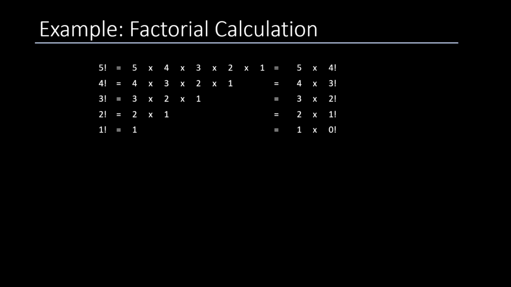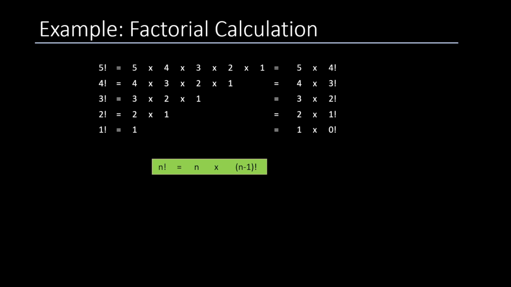In this case, we know 5 factorial is equal to 5 times 4 factorial. So we can reduce the problem to calculating 4 factorial and continue until we reach the simplest case, 1 factorial. The general formula for a factorial is n factorial is equal to n times (n minus 1) factorial. Here the problem reduces to the same form but with a smaller input, n minus 1.